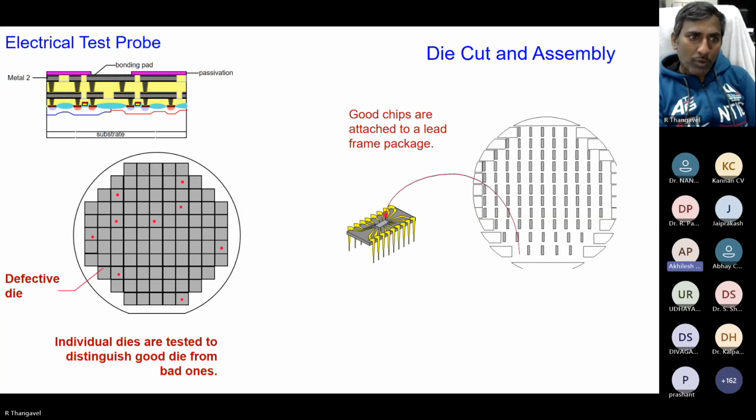In dicing, what happens? Sometimes defective dies will be there. So individual dies are tested to distinguish the good dies from the bad ones. And then die cutting and assembly will be there.